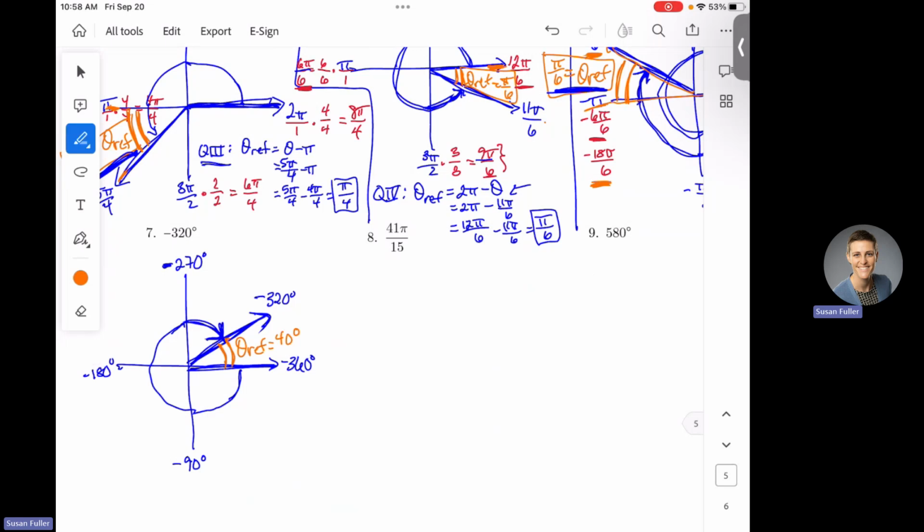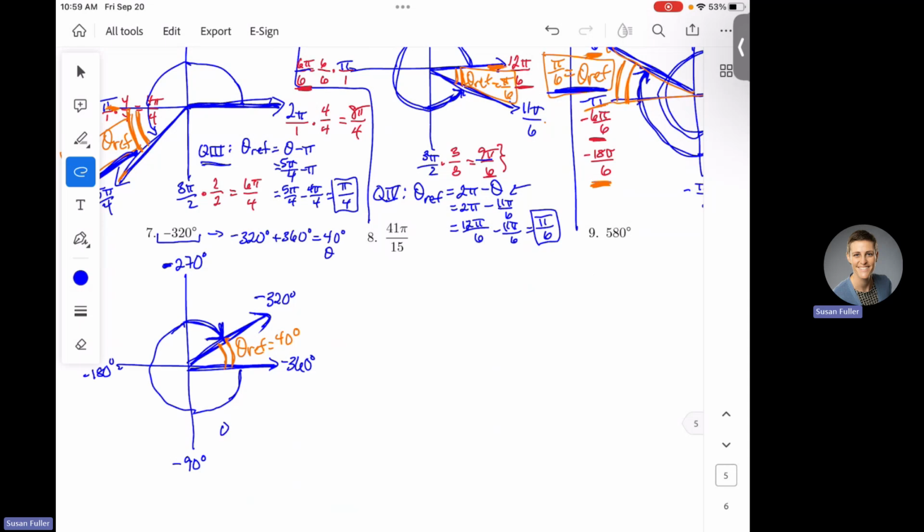If you wanted to use your formulas from class, you would have to first turn this into a positively rotating angle in one time around the circle between 0 and 360. So to find your coterminal angle, you would take negative 320 degrees and add 360 degrees. When you do that, you would get 40 degrees. 40 degrees is your first positively rotating angle. That's the one that we are going to use for theta.